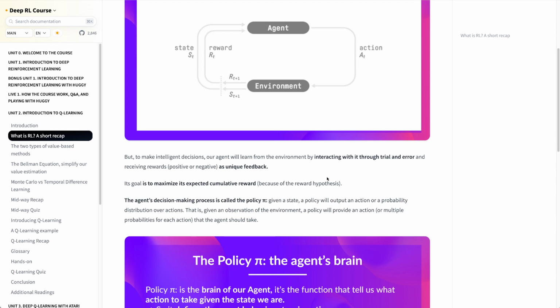To make intelligent decisions, our agent will learn from the environment by interacting with it through trial and error, and receiving rewards, positive or negative, as unique feedback. Its goal is to maximize its expected cumulative reward because of the reward hypothesis. The agent's decision-making process is called policy pi. Given a state, the policy will output an action or a probability distribution over actions. That is, given an observation of the environment, a policy will provide an action or multiple probabilities for each action that the agent should take.